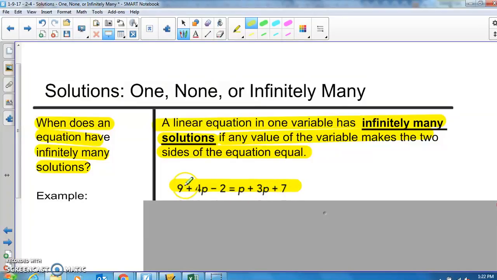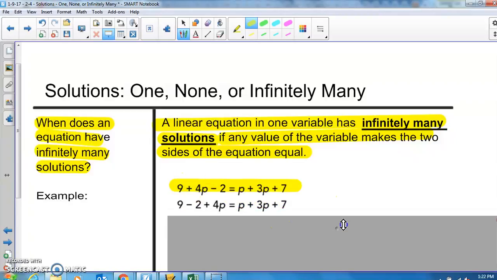As you know, looking at this, I can combine that 9 and that minus 2 to give you a positive 7. So that leaves 7 plus 4p.